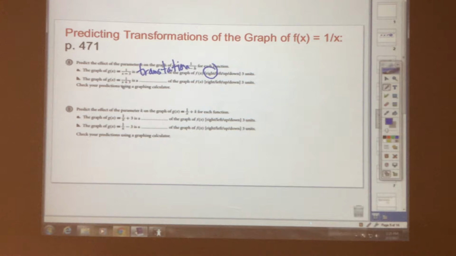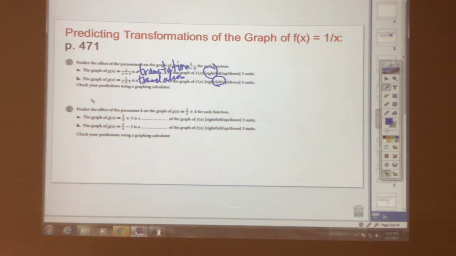What happens when I add 3 to X? It's a translation, and this time it's going left 3 units. Now, that's nothing new. That's stuff we've done before. The only thing that's different is this time it's a fraction instead of just a regular X. All right, part B.